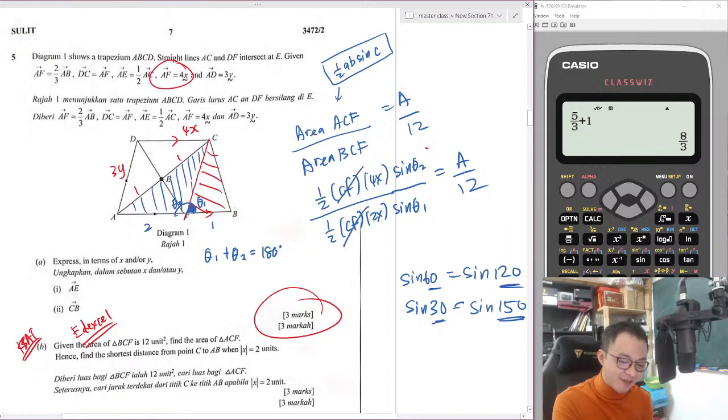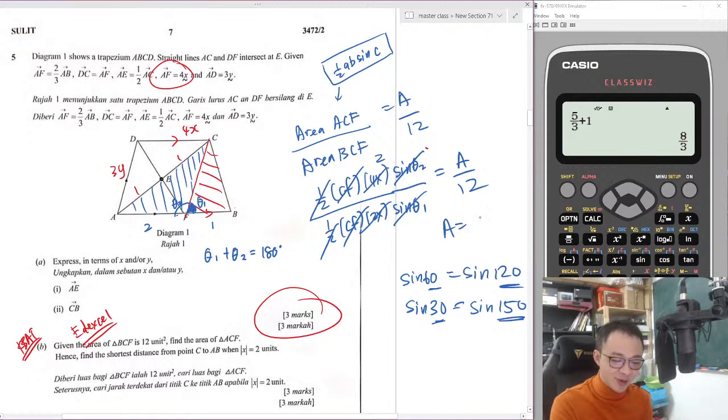And CF and CF I cancel out. Half and half I cancel out. Since sine theta 1 and sine theta 2 will be the same, because both of them added together will be 180, I can cancel out. And this one, 2x and 4x, I cancel out, and I'm left with a 2 here.